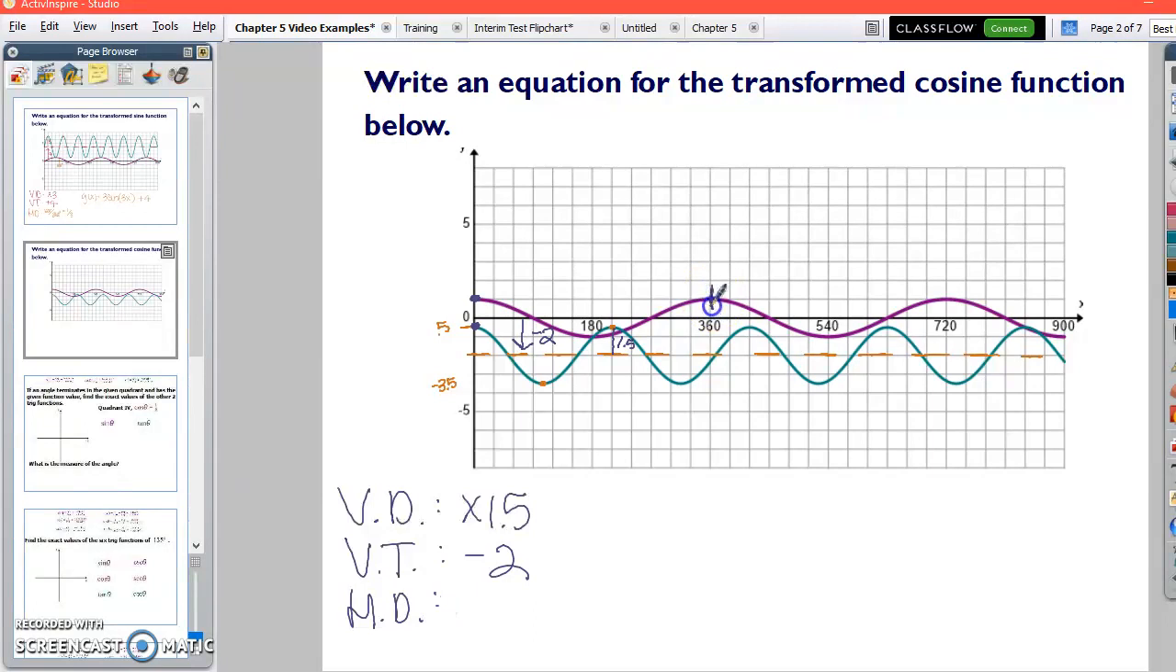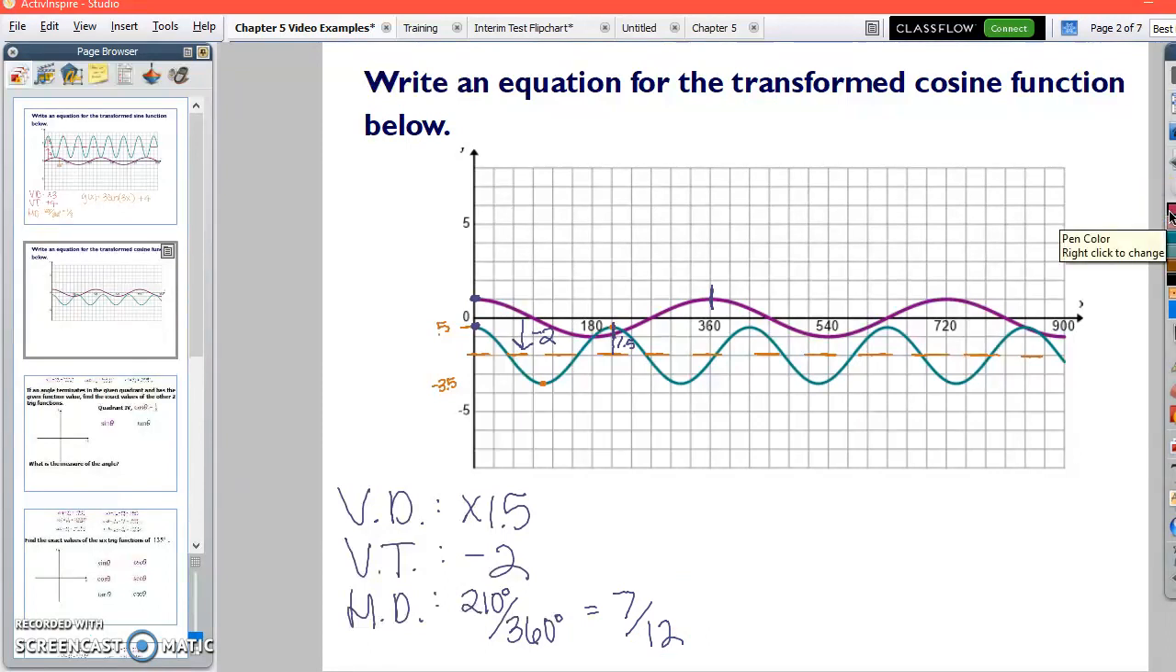Normally one full cycle takes 360, but this one was done after this tick mark right here. Each box represents 30 degrees, so that means that this cycle was 210 degrees. To find the factor by which it changed, I'm going to divide that by 360 degrees. From here, we can reduce this down. You could also count the boxes: this is 1, 2, 3, 4, 5, 6, 7 out of the normal 12 boxes. So my factor, my horizontal dilation, is going to be 7/12.